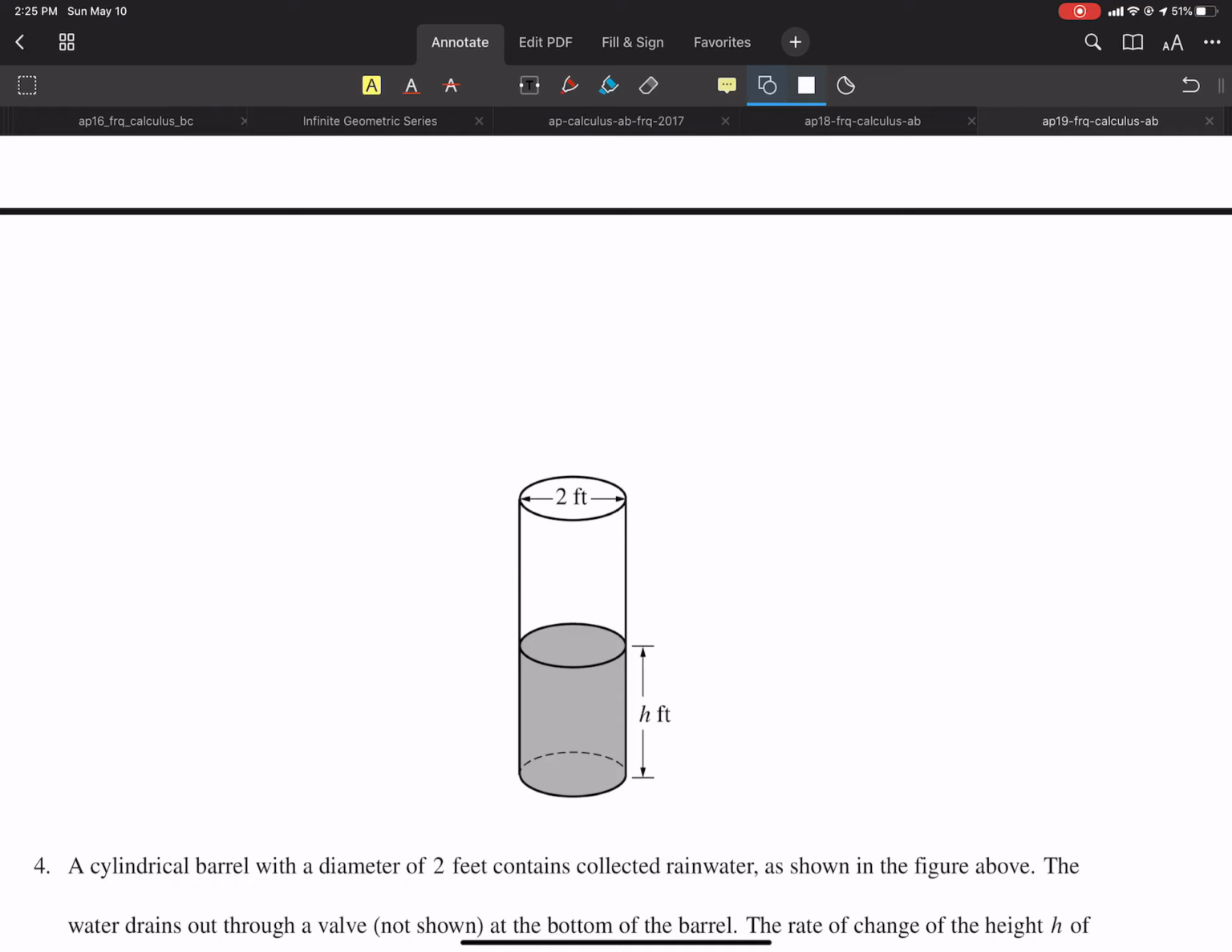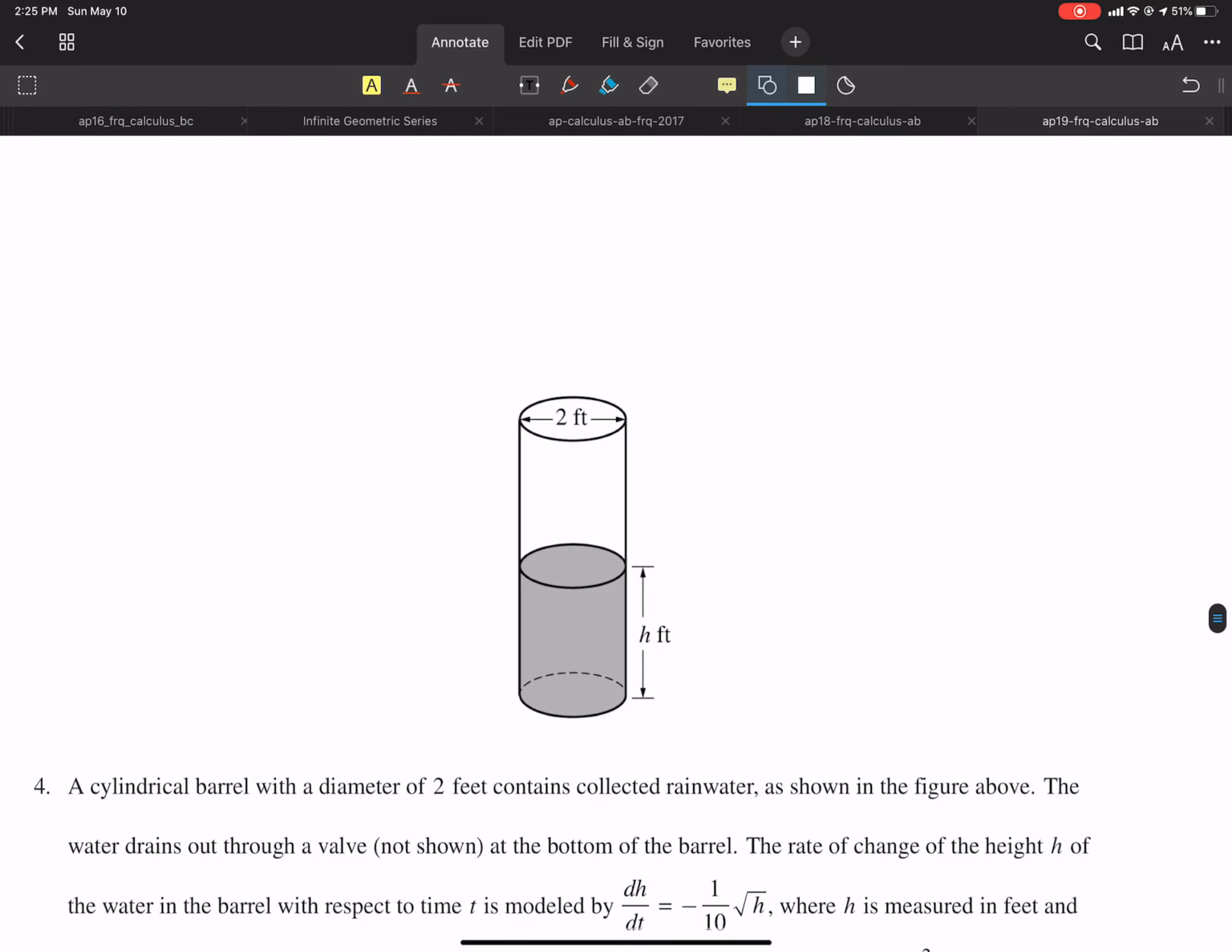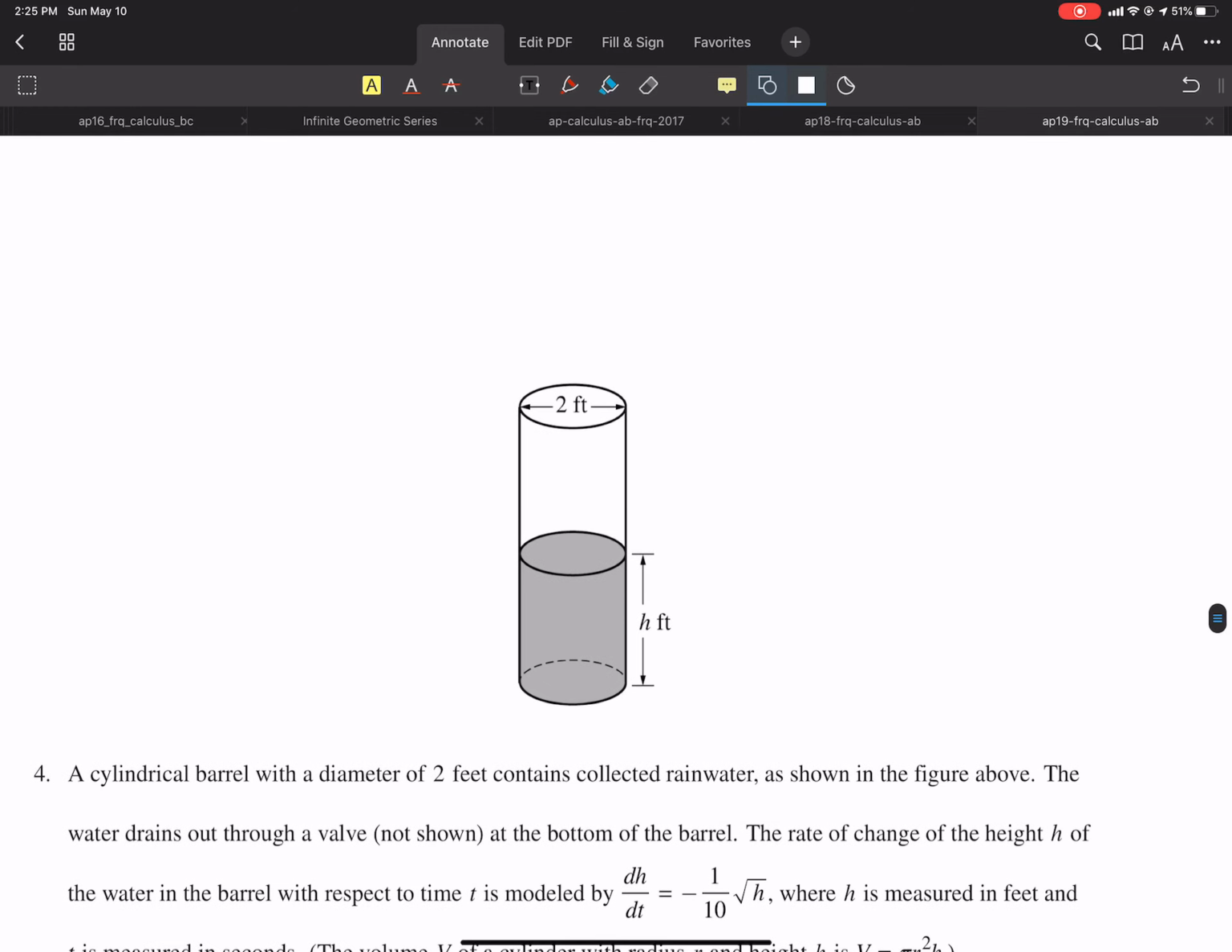This is the 2019 FRQ for both Calculus AB and BC. This is question number 4. So there's a lot of information here, so I'm going to annotate it. I highly recommend you do that.